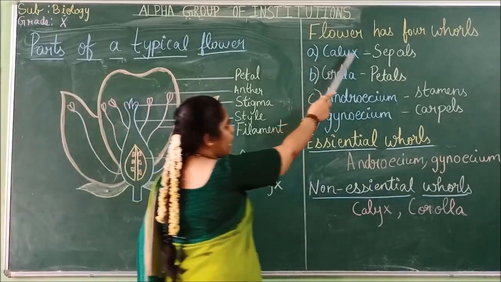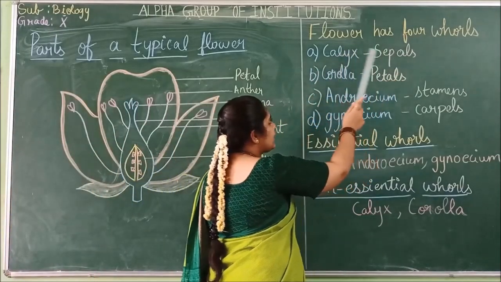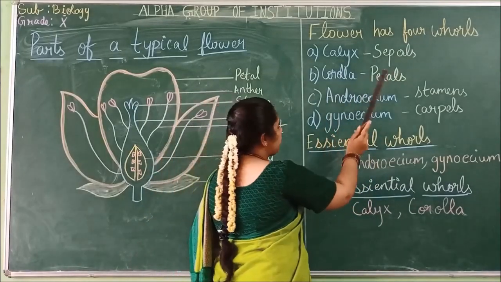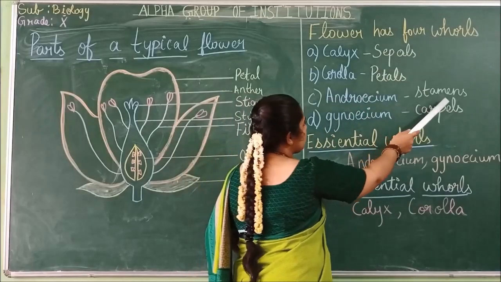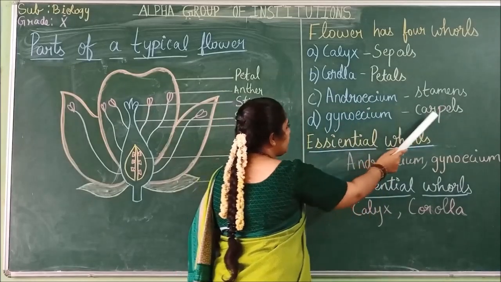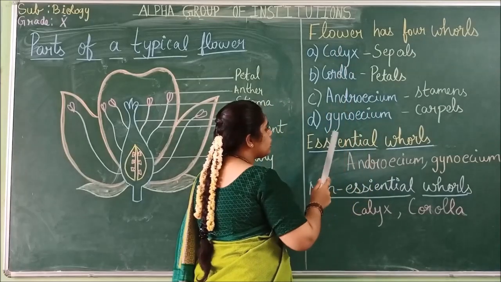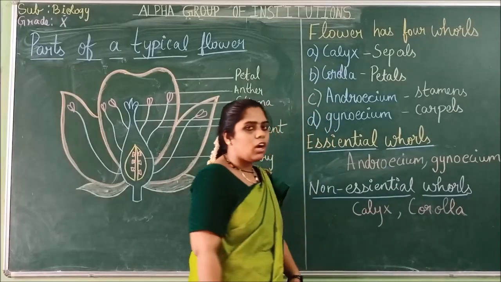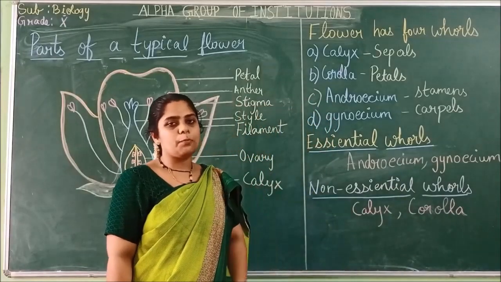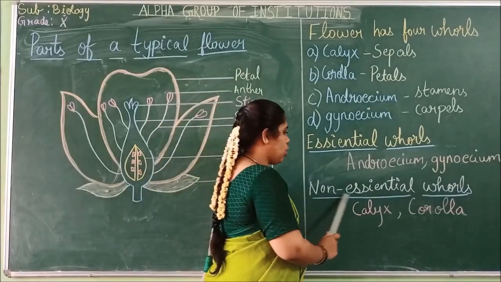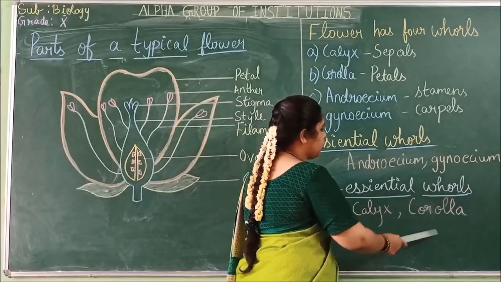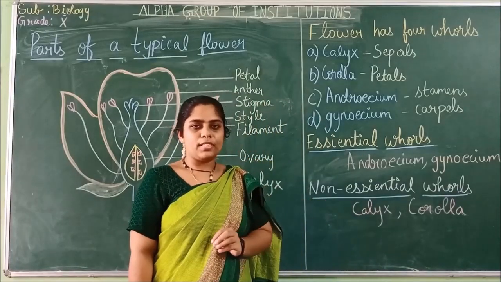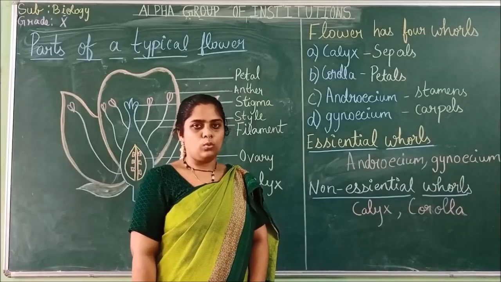So a flower has four whorls. Calyx means sepals. Corolla means petals. Andrium contains stamens, and gynoecium contains carpels. These are the four whorls of a flower. Essential whorls are andrium and gynoecium, because they are directly involved in the process of reproduction. Non-essential whorls, calyx and corolla, do not take part in reproduction. They are simply present for the outer appearance alone.